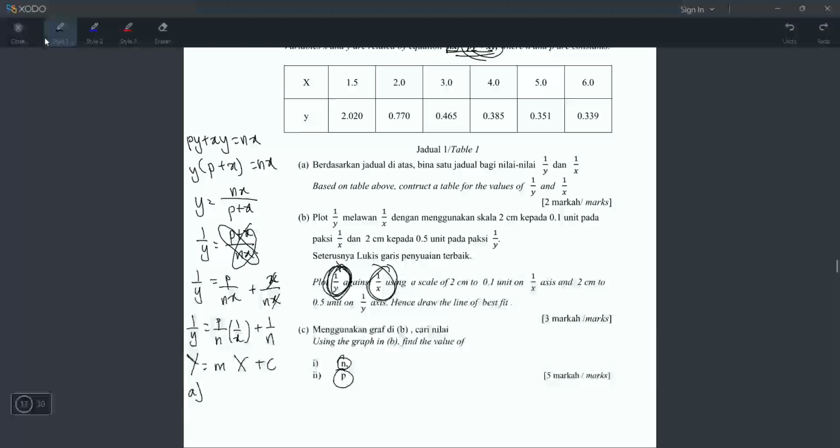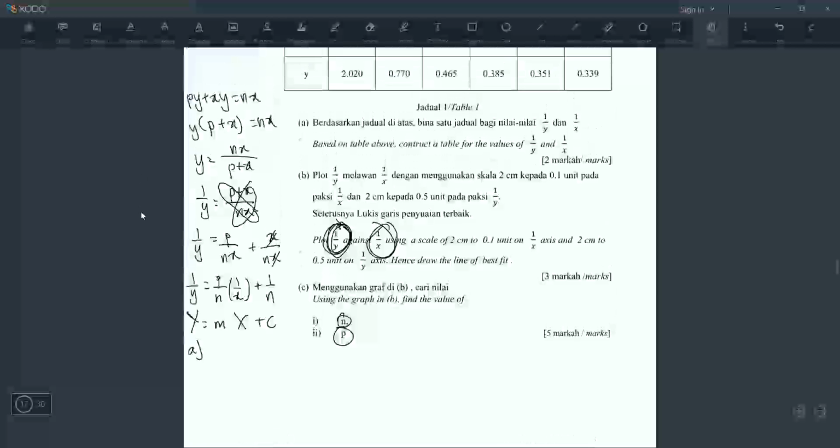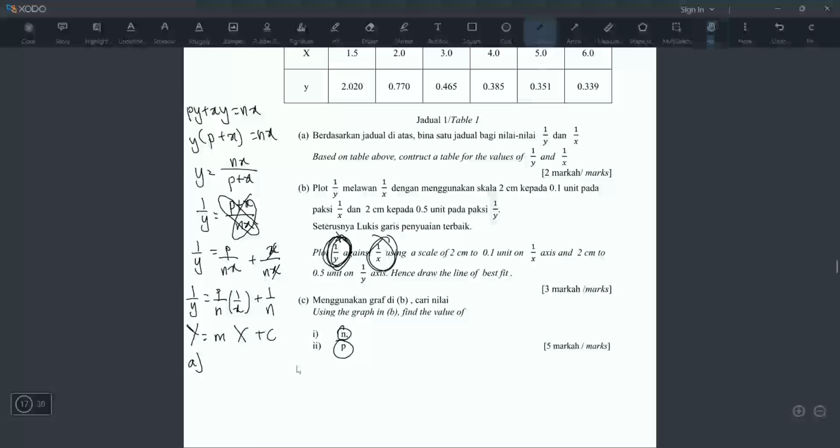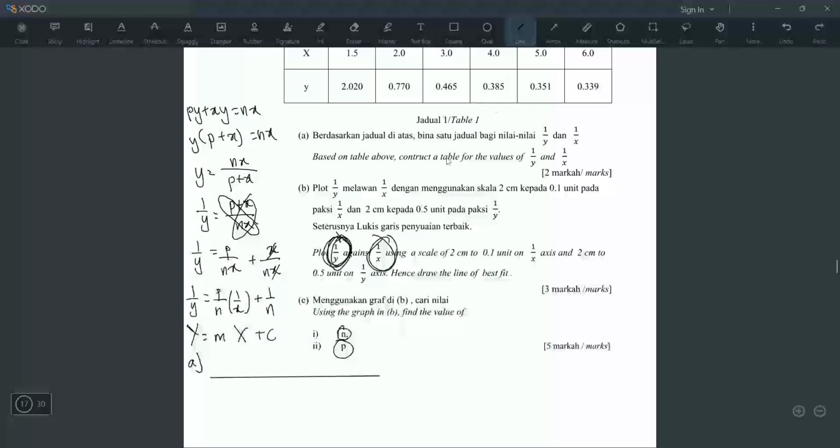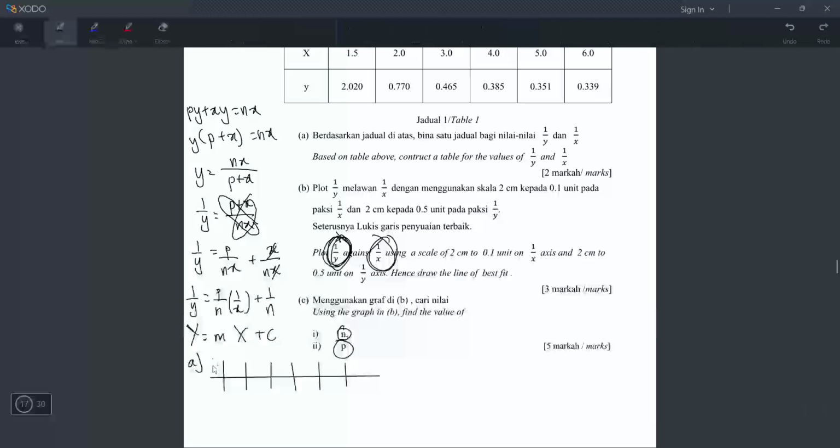Okay, what we do now is we draw the table. So, let's put the table. When we put the table, we will need 1 over x and 1 over y, right? So like this, like this, like this, like this. Okay, how many points? 1, 2, 3, 4, 5, 6. Okay, enough. Try to write 1 over x on top, 1 over y below, like this.